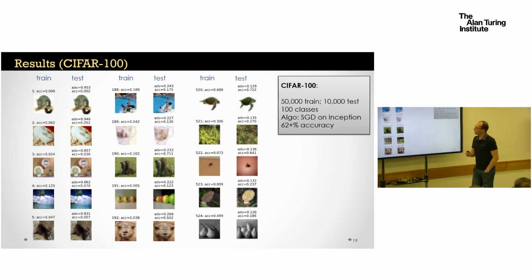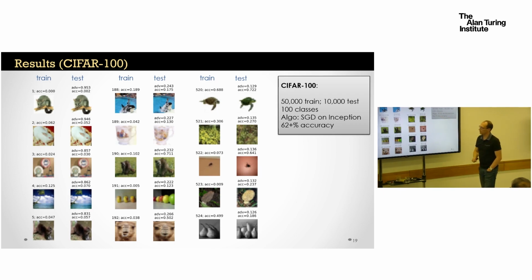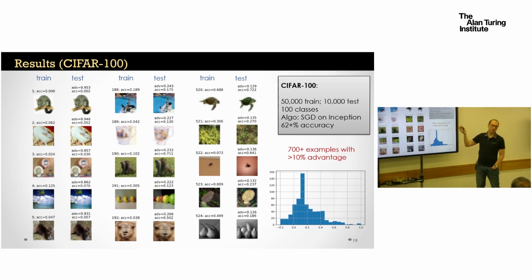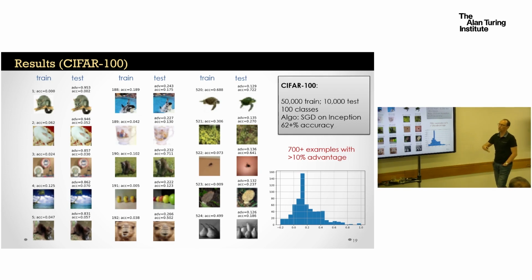And as you go further down, you see even more clear generalization. These are, again, harder. These are all unusual examples of each of those images, but ones in which having the example in the test set is useful. All in all, we find over 700 examples with more than 10% advantage. And 700 examples is about 7% of the test data set. So you can see in this case, the overall impact of this memorization is certainly significant.